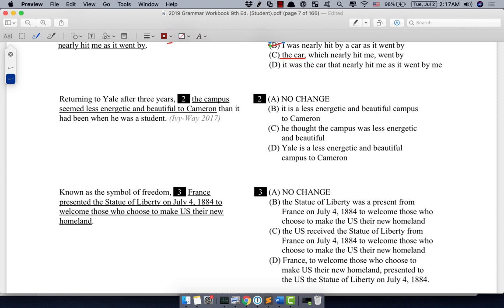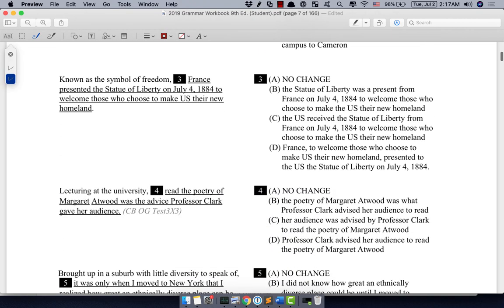Number two says return to Yale after 3 years. And here again, it doesn't have a subject, so it doesn't tell you what this modifier is talking about. In your mind, you could be thinking about returning to Yale after 3 years. So this must be a person returning to Yale. A has a campus, not a person. B has it, not a person. C is a he, a person. And D is Yale, not a person. So the answer is C. Hopefully you're 2 out of 2 so far.